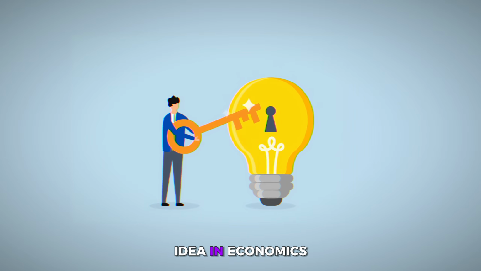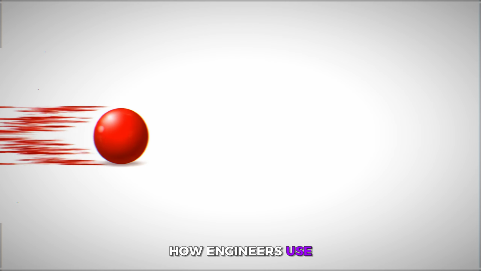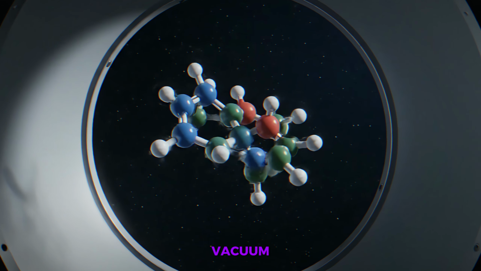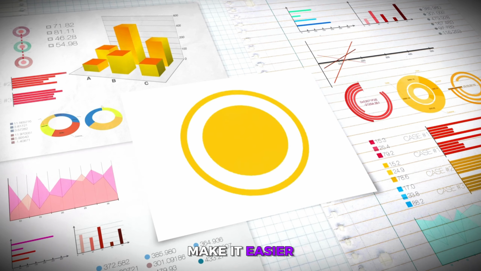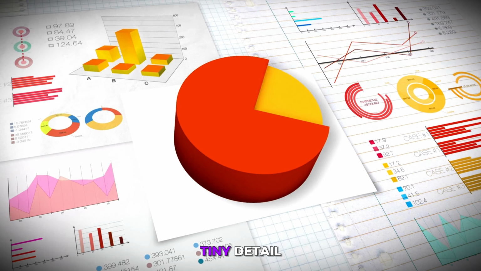One key idea in economics is the importance of assumptions. This might sound odd. Why would we deliberately simplify the real world? But think about how engineers use frictionless surfaces or physicists use objects in a vacuum. These simplifications make it easier to focus on key relationships without getting bogged down in every tiny detail.